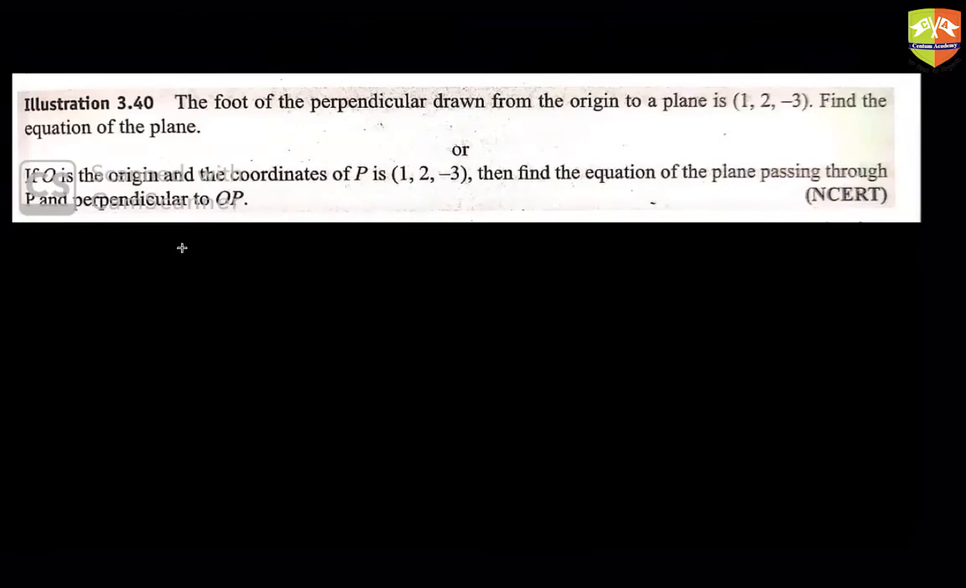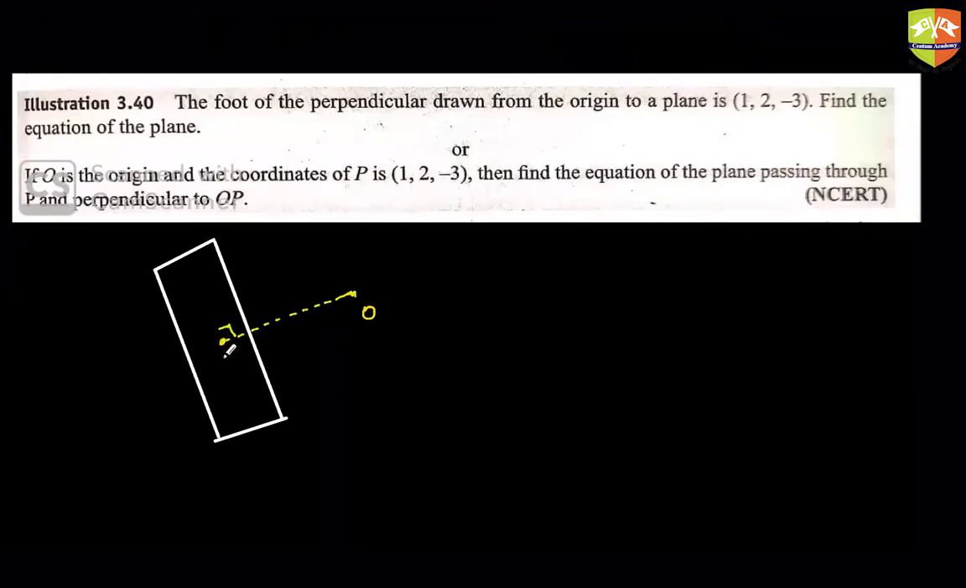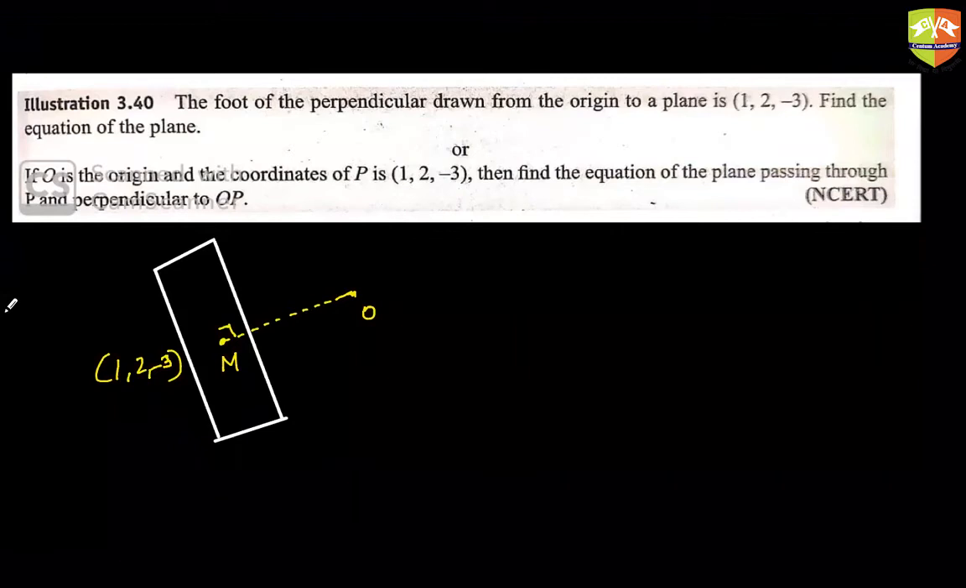So let me just draw the situation for you. So this is your plane. Let's say this is your origin. And the foot of the perpendicular dropped from the origin here, let me call it point M. That's 1, 2, minus 3. It's the first question then. Okay. First question is super easy.